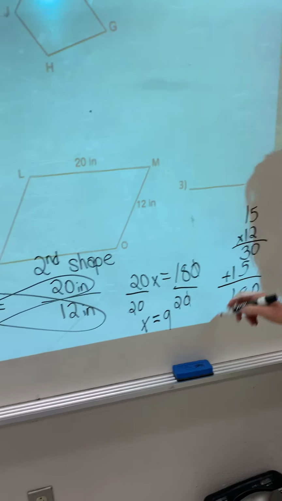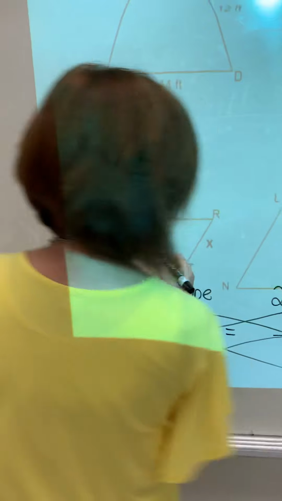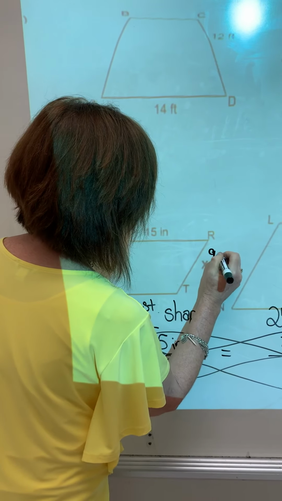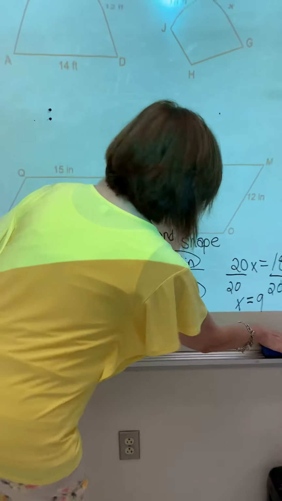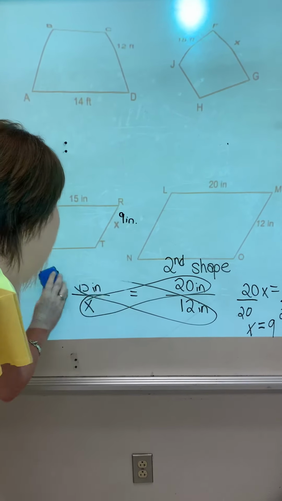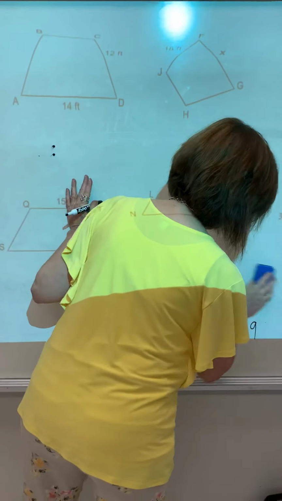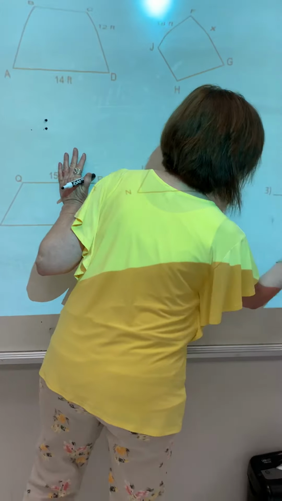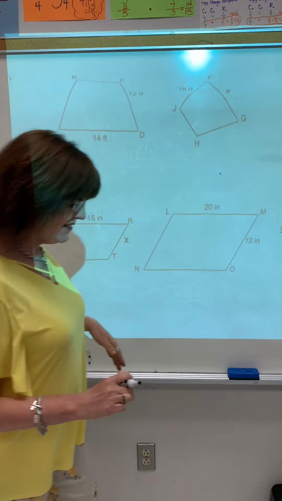So this missing side length over here, let's see, did I cover it up? Oh, it's over here. It's going to be 9 inches. All right, so enjoy working on similar figures and solving for those missing sides. I said that I was going to add one extra, but I think instead of using this one here, I'm going to go back up to that first one.